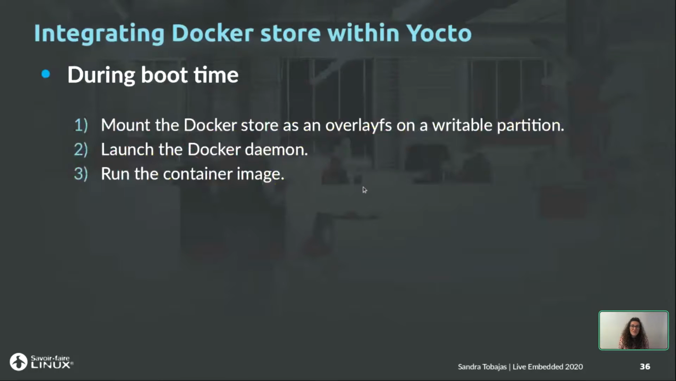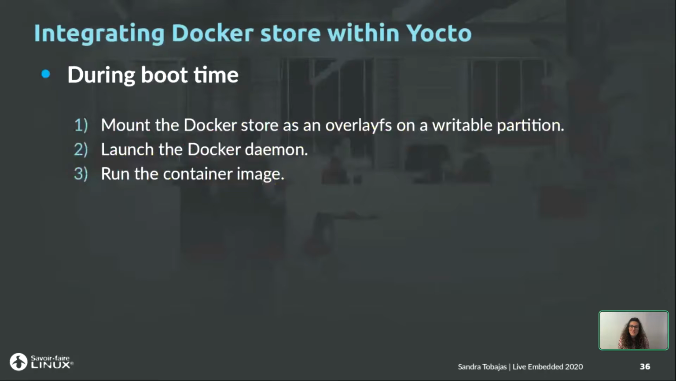During the boot time, the Docker store has to be mounted as an overlay FS on a writable partition. Then, launch the Docker daemon, and finally, run the container image. As the Docker daemon runs on top of an overlay FS, we have to consider how the Docker image has been pulled during the build time.